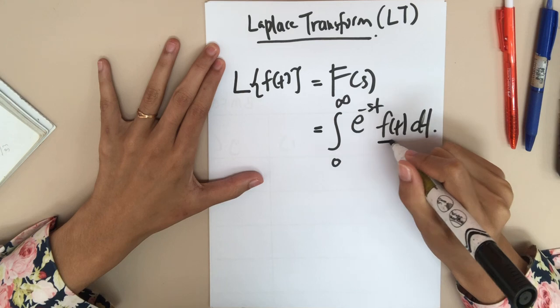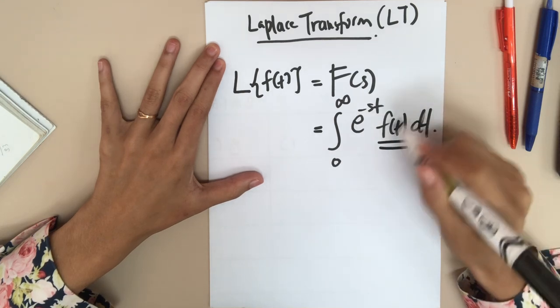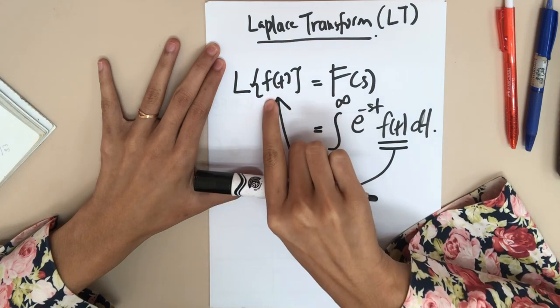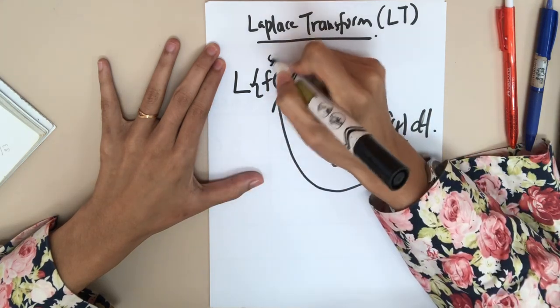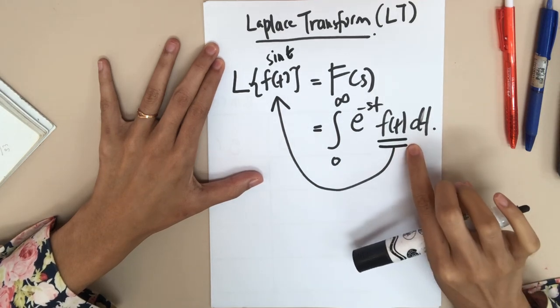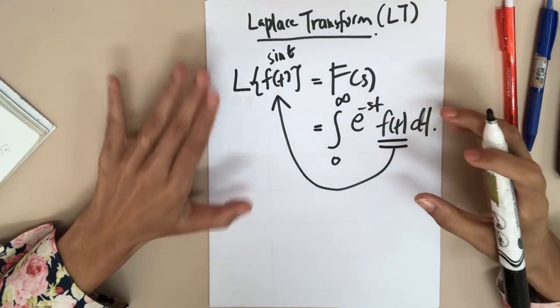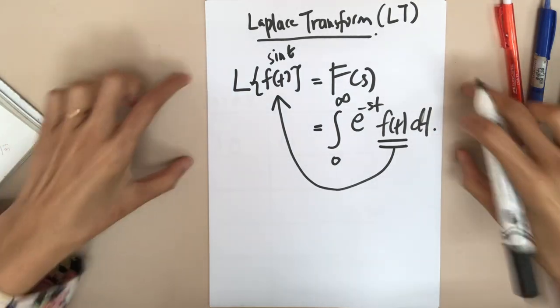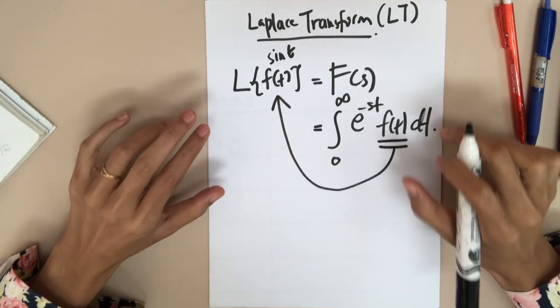What changes is f(t). This one will follow your f(t). If f(t) here is sin t, then here is sin t. Okay, so if the question asks you what is the definition of the Laplace transform, you just write this. This is the definition of the Laplace transform.